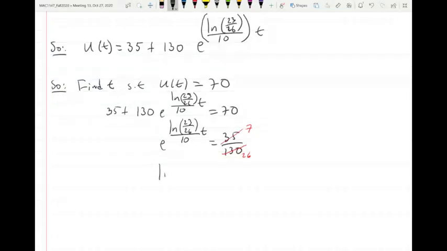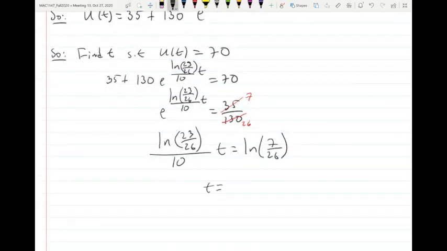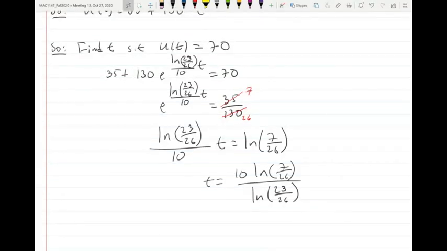So we're gonna have ln of 23 over 26 divided by 10t equals ln of 7 over 26. So t is going to be 10 times ln of 7 over 26 divided by this quantity. Okay, so this is the exact value of t. Now all we have to do is plug this into a calculator and calculate.